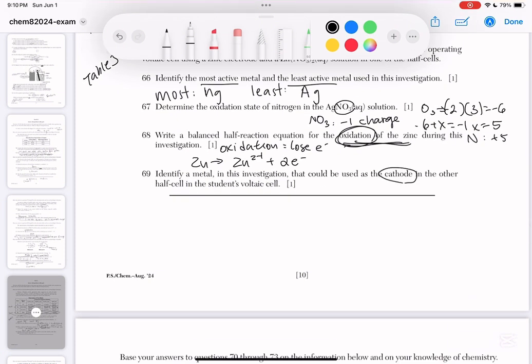Which metal can be the cathode? So I would just go with silver, because that's usually the safest cathode choice, because metals that are very not active are typically what's used as cathodes. So yeah.